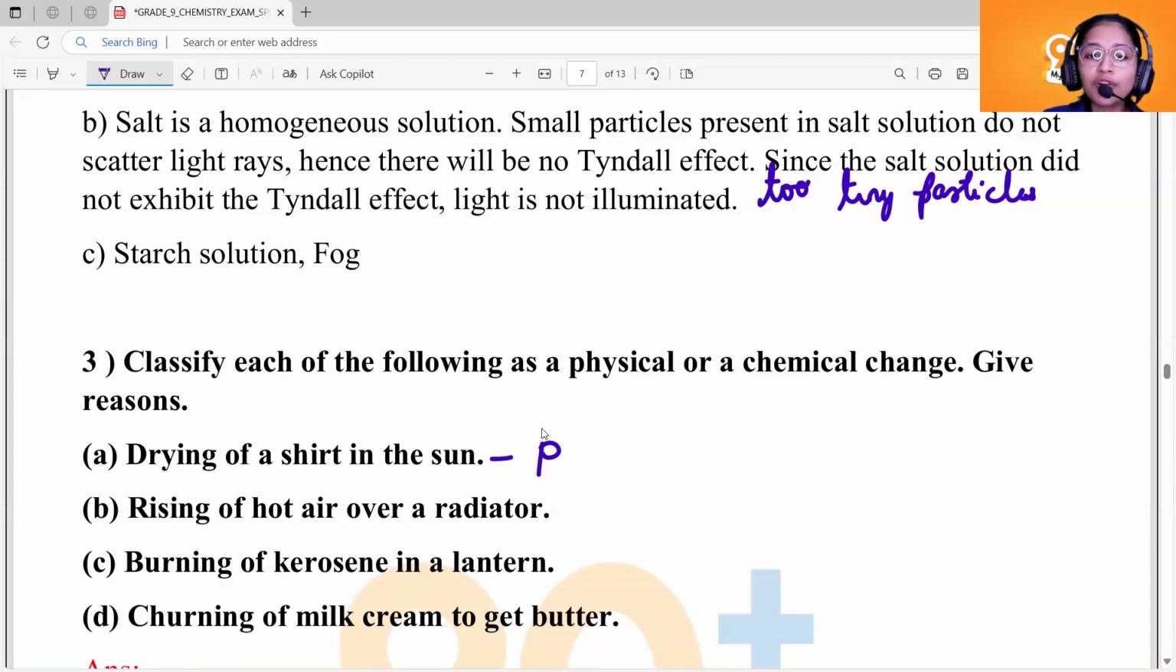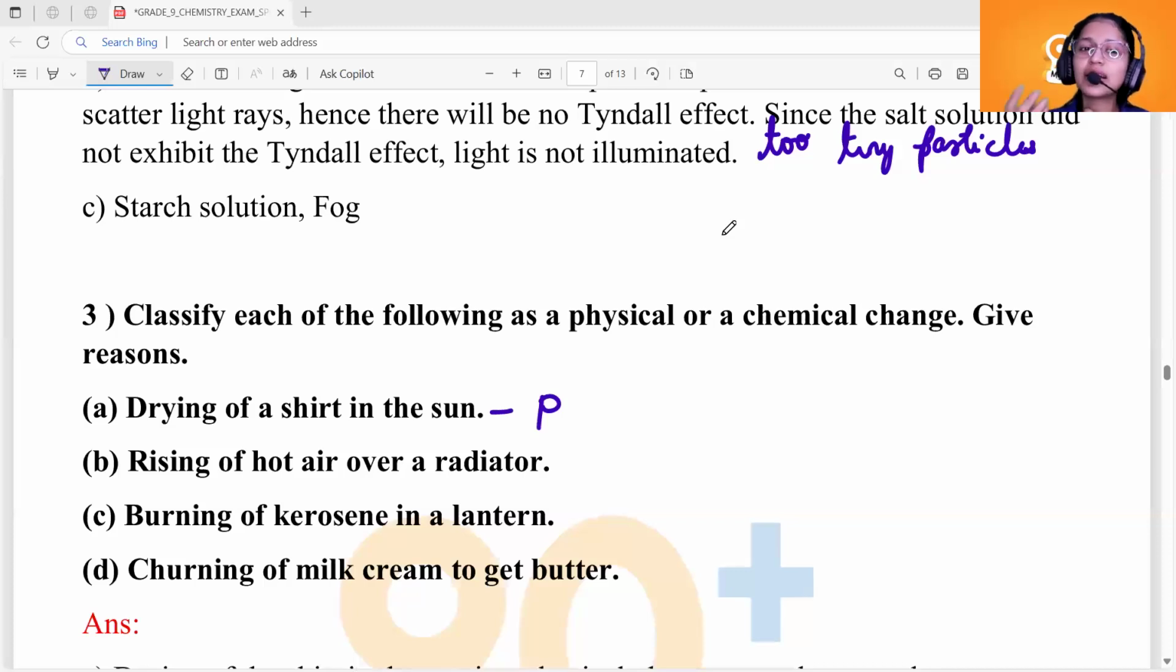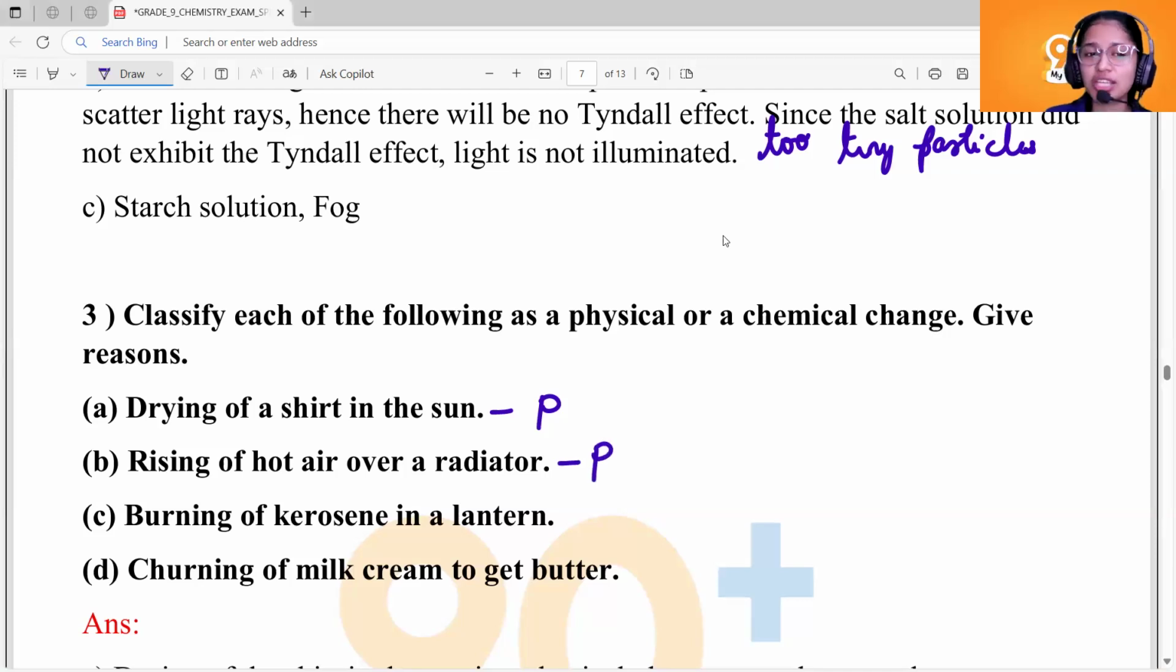Rising of hot air over a radiator. What kind of a change is that? Are you confused? Hearing radiator and all. It's simple. What happens in hot air and cold air? Cold air is dense, so it will settle on the bottom. But hot air is lighter, so it will rise upwards. There's no new substance being formed there. So this is also again a physical change.